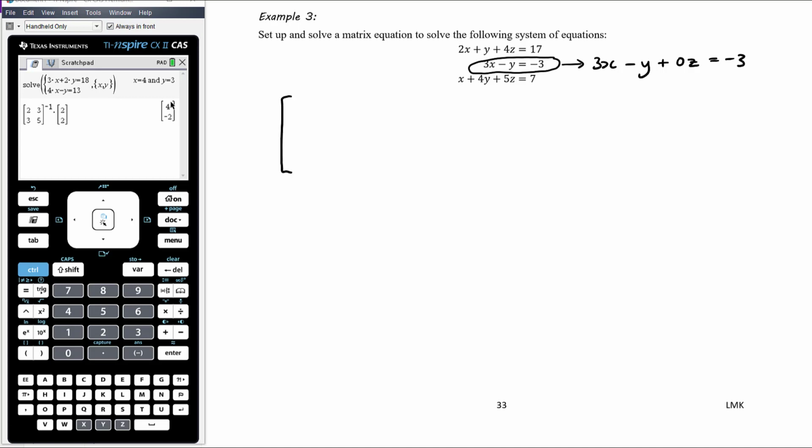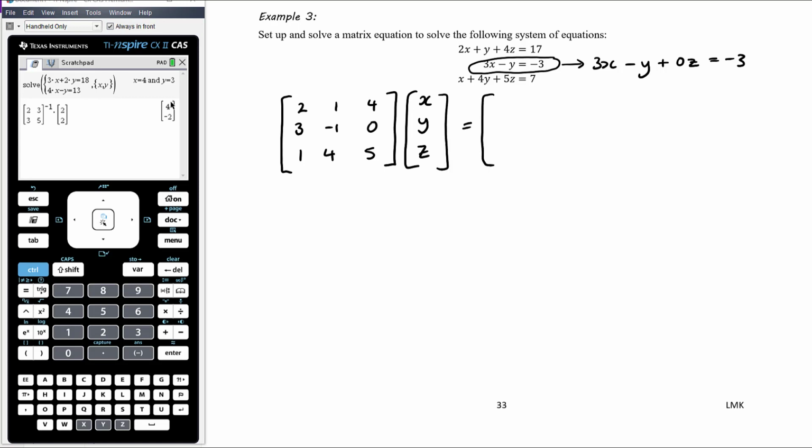So the coefficient matrix this time will be 3 by 3. So it is 2, 1, 4 from the top equation, and then it is 3, negative 1, 0 from the middle equation, and 1, 4, 5 from the bottom equation. They are being multiplied by x, y, and z to create the left-hand side of those 3 simultaneous equations, and then they will be equal to 17, negative 3, and 7. Okay, so there's my matrix equation.